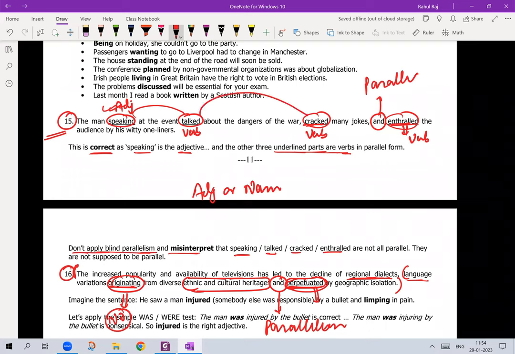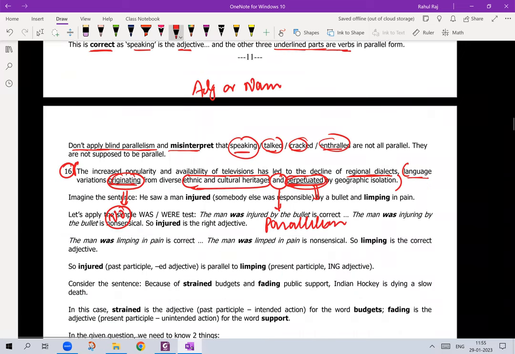Here talked is parallel to cracked. Cracked is parallel to enthralled. Speaking absolutely doesn't come into the picture at all. A lot of guys go mad thinking that speaking, talked, cracked, enthralled are not parallel. They are not supposed to be parallel, considering speaking is an adjective. Abhishek, clear? Yes, wrong.